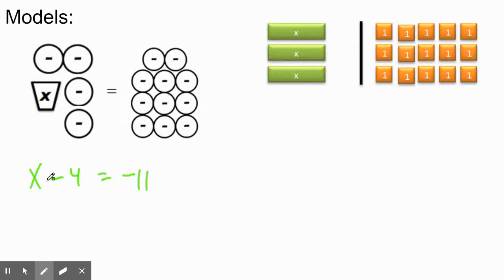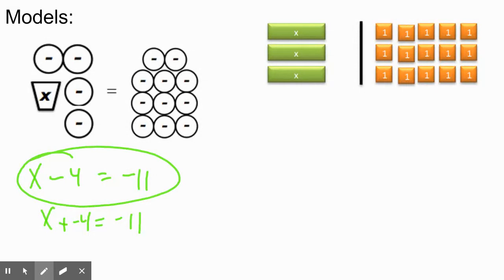So with this model, we could have written it as x minus 4, or if you prefer addition, you could have written it as x plus negative 4 equals negative 11. I'm going to tell you how I normally write them is like this here.